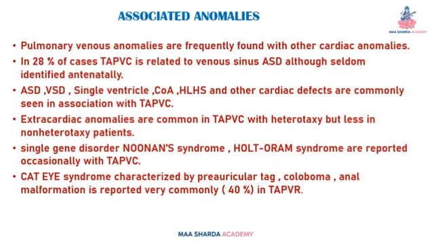Extracardiac anomalies are common in TAPVC with heterotaxy, but less in non-heterotaxy patients. Single gene disorders like Noonan syndrome and Holt-Oram syndrome are reported occasionally with TAPVC. Cat eye syndrome, characterized by preauricular tag, coloboma, anal malformation, is reported very commonly, around 40% in TAPVC.